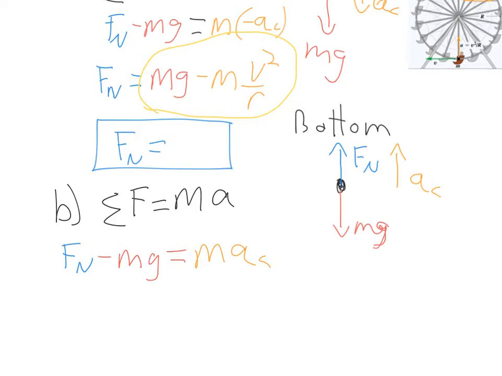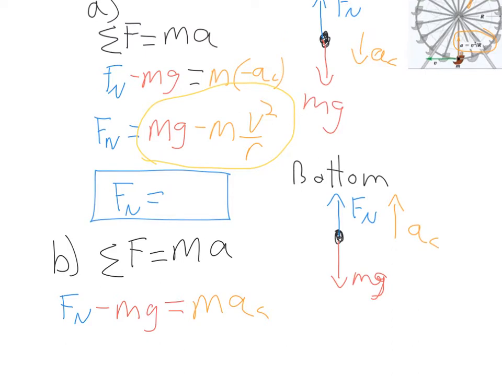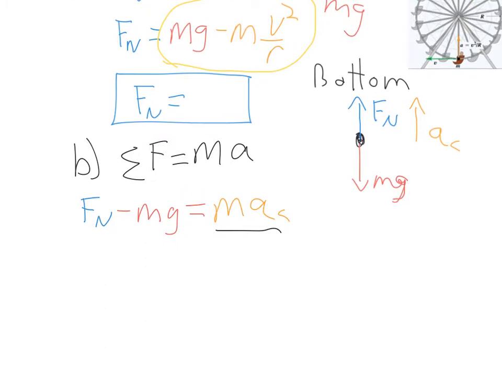This is our centripetal acceleration, but if we look up here, it's a negative ma, and down here it's a positive ma, and that's really the difference in what we're dealing with. Now you go ahead and solve for the normal force, and you can see the normal force is going to be equal to mg plus mv squared over r.